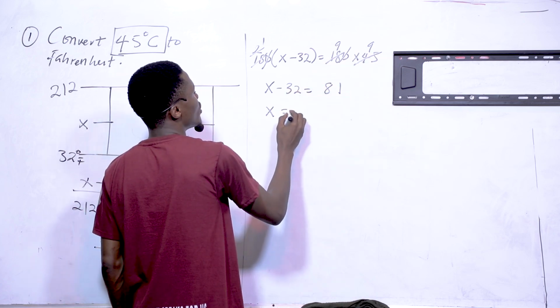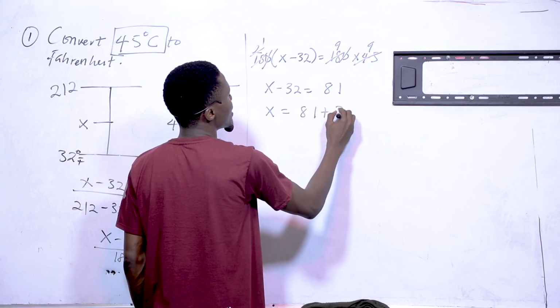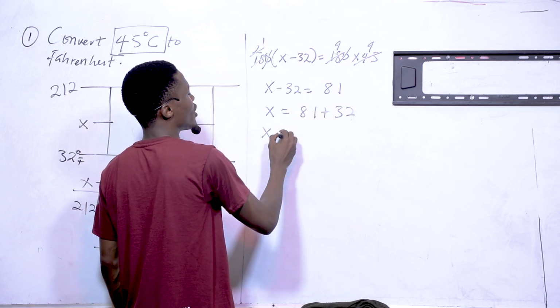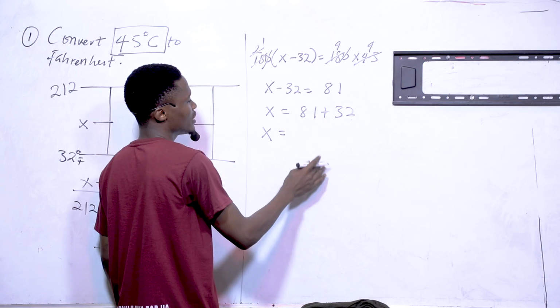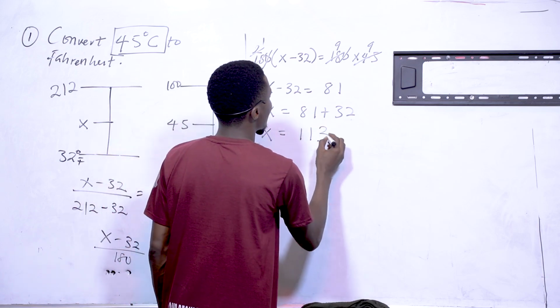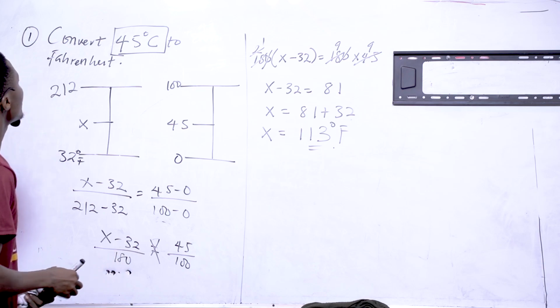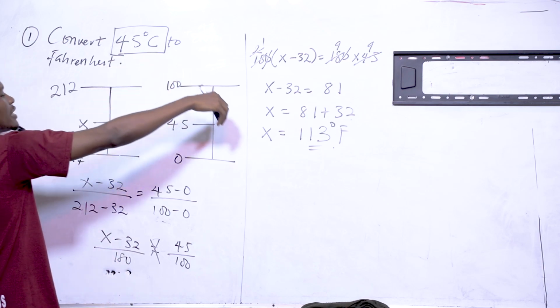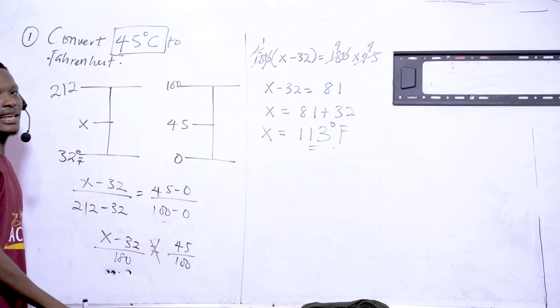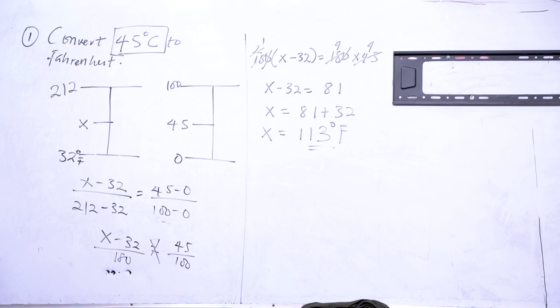So that X becomes 81 plus 32. So X becomes equal to 81 plus 32, which would give us what? 113 degrees Fahrenheit. So a temperature of 45 degrees Celsius is equivalent to 113 degrees Fahrenheit. Okay, so that is the answer to that question.